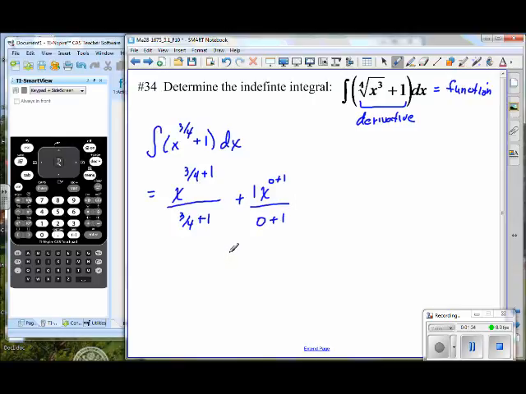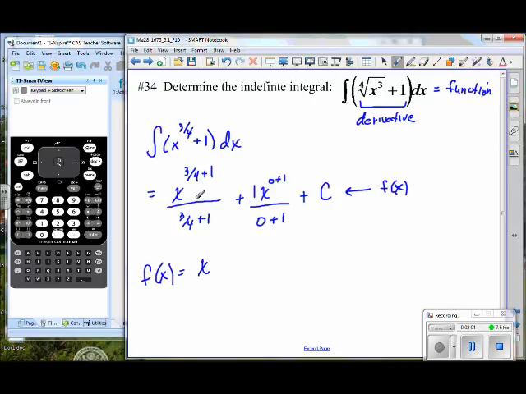Now there's going to be infinitely many functions that have the same derivative. They differ only by some constant term over here. So we're going to put a C for constant term. This now is the function f of x that when we take the derivative of this function, we should go right back to this, what we call the integrand.